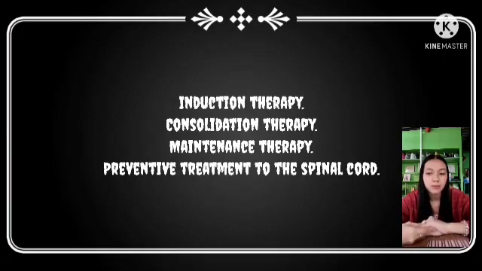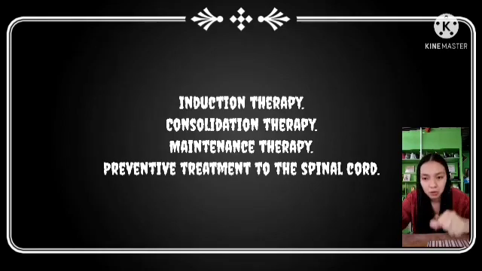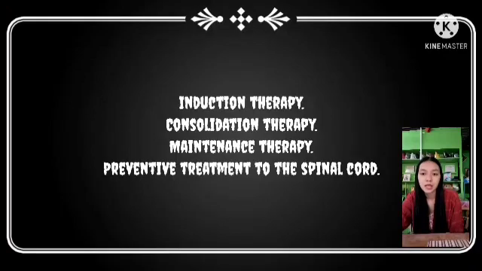The next one is preventive treatment to the spinal cord. So, during each phase of treatment, people with acute lymphocytic leukemia may receive additional treatment to kill leukemia cells located in the central nervous system. So, in this type of treatment, chemotherapy drugs are often injected directly into the fluid that covers the spinal cord. So, dito naman, sa fourth na to, is yung treatment for the spinal cord.